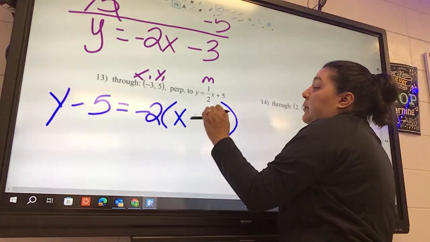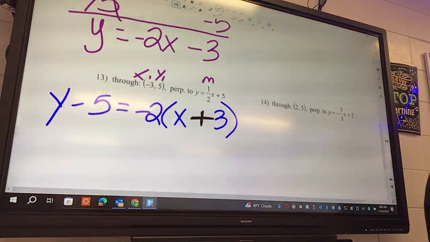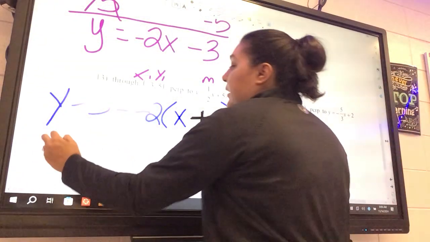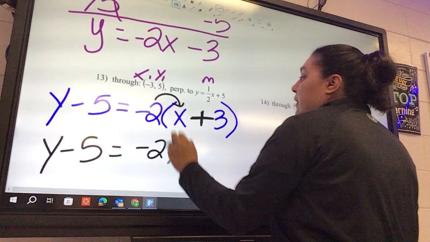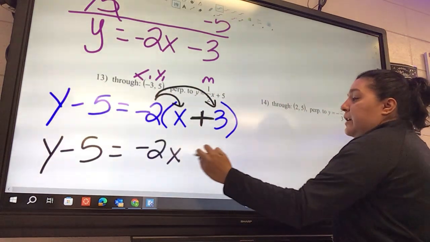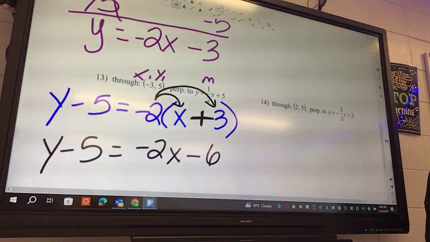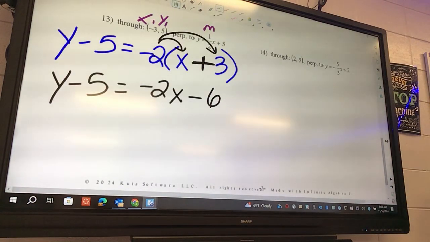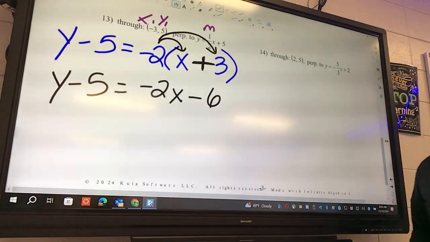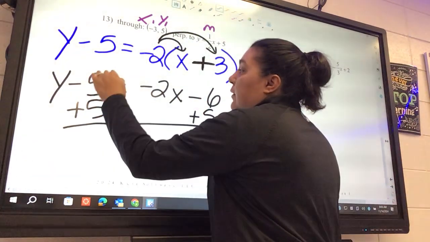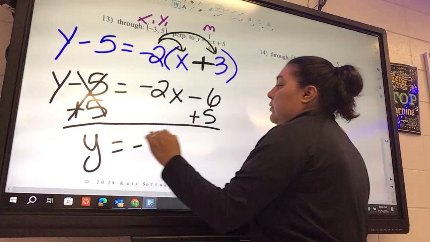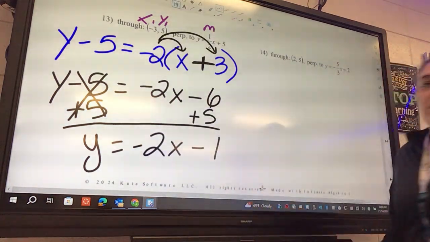Okay, the minus minus is going to become a plus. So it's going to look like y minus 5 equals negative 2 times x, which is negative 2x. Negative 2 times 3 is a negative 6. And then are we going to add or subtract? We're going to add 5. So we get y equals negative 2x minus 1.